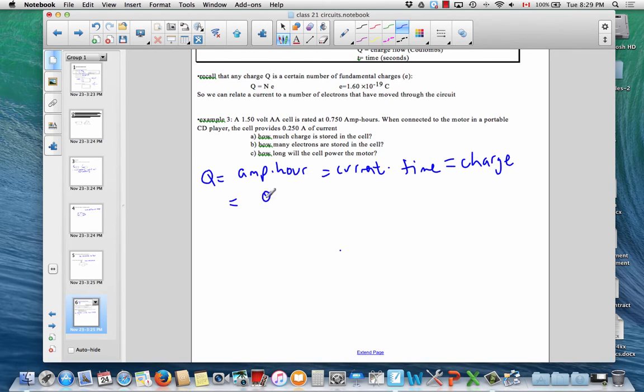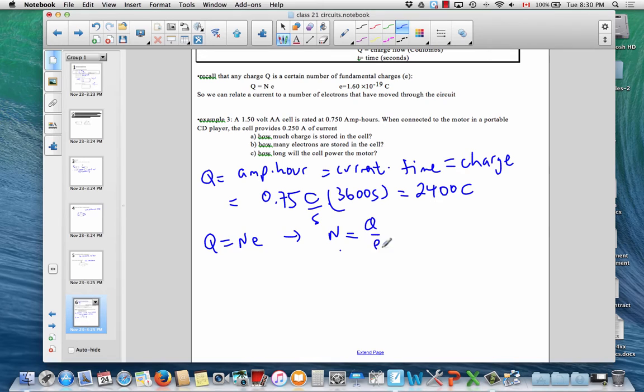the Q. So if we've got 0.75 amps, an amp is a coulomb per second, and an hour is 3,600 seconds, we can see in coulomb units that that dry cell is storing 2,400 coulombs of charge. Now, how many electrons is that? Well, charge is like money, so that charge can be broken down into fundamental charges, but no smaller.